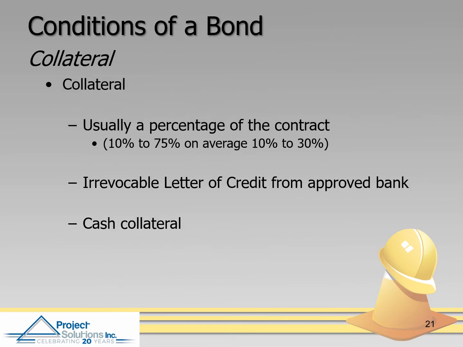For example, they may require collateral from your personal resources or the business resources, 10% to 30%. Sometimes a letter of credit from your bank will qualify. Put up cash. Some people will have a savings account that they can put up as collateral. So, something to think about. They will oftentimes want collateral, especially when you're getting started.